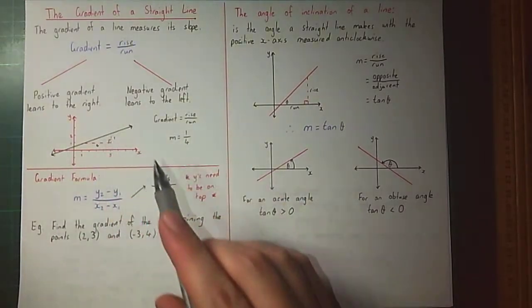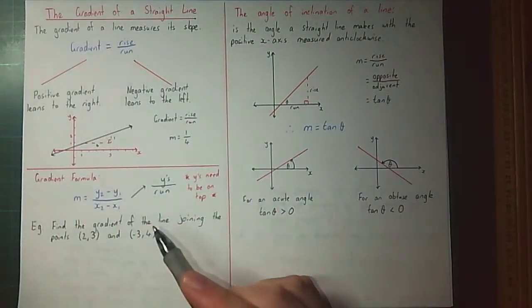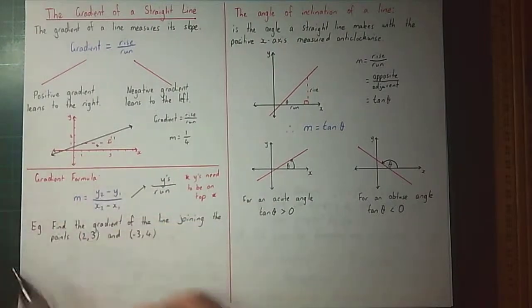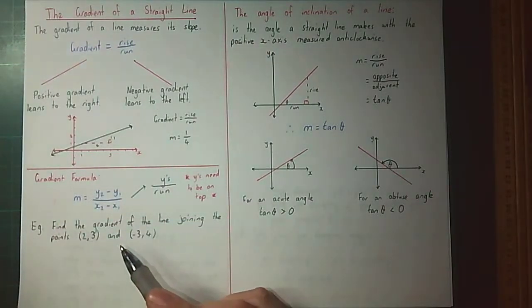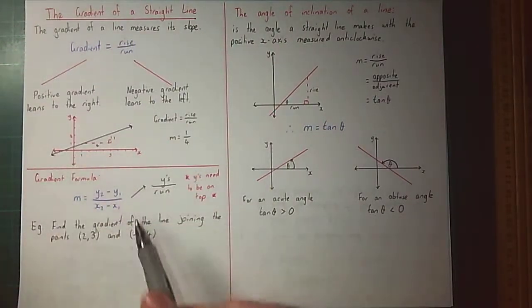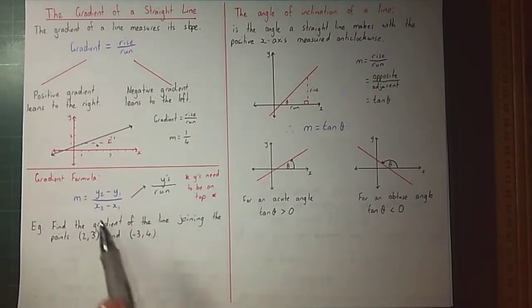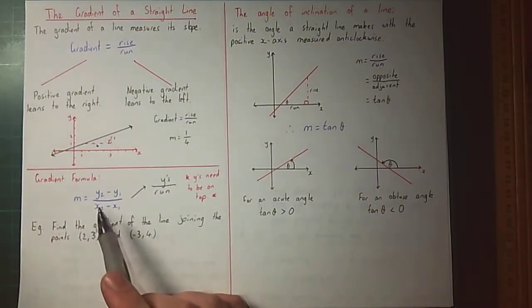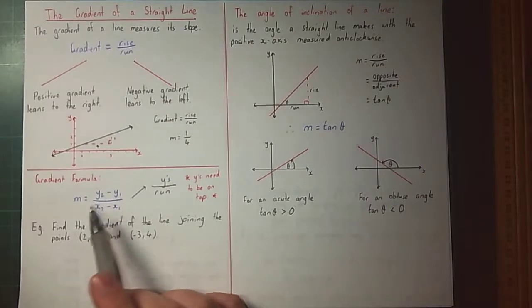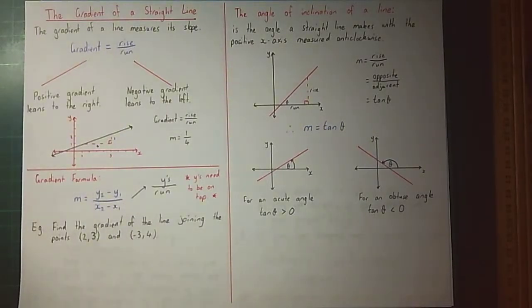Now that's helpful, but we don't want to draw a graph every single time that we want to find the gradient of a line. So there's a gradient formula we can use, and that is that m is equal to the difference of y's over the difference of x's. And we've got an example here we'll do to give you an idea of how that works.